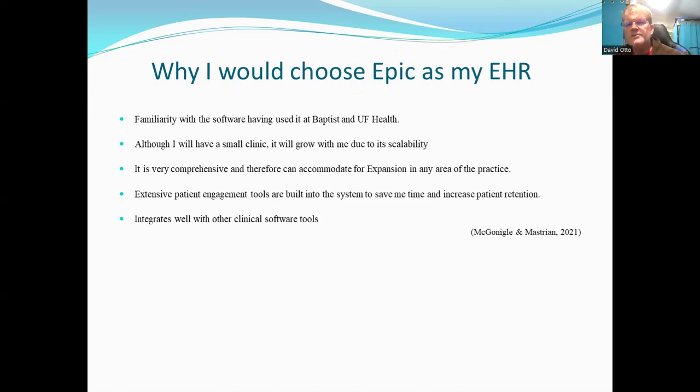Extensive patient engagement tools are built right into the system to save time and money and increase the retention of patients. It also integrates really well with other clinical software tools. So if I decided to be a physician again and doing biophysics work, I would have digital x-rays that I would take, and they would be integrated in with Epic as a very wide, broad software that incorporates all kinds of different softwares.